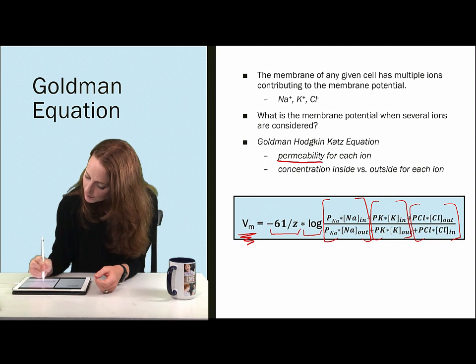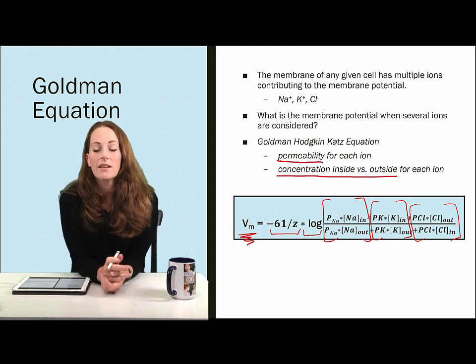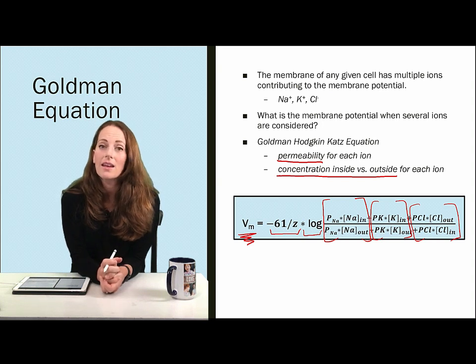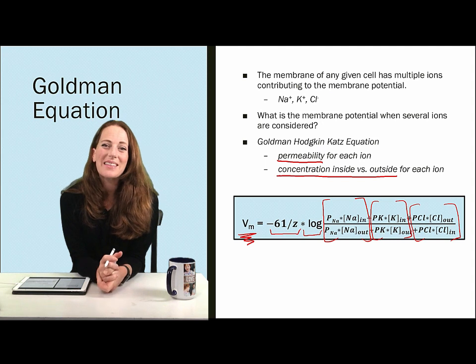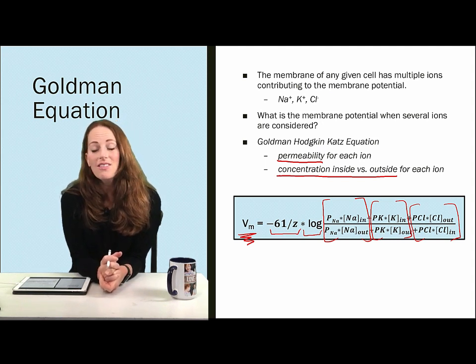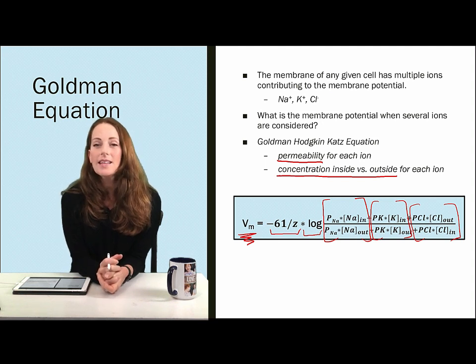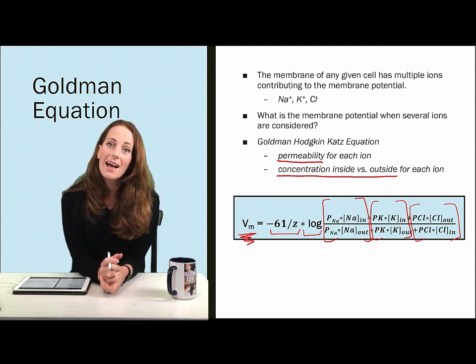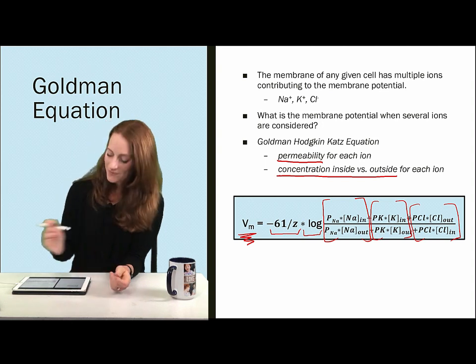So we need to know the permeability and the concentration inside versus outside for each ion to calculate the Goldman equation. I don't force my students to calculate the Goldman equation, but I do think that it's really helpful to at least see it so you can say, okay, this is how I would know how a particular ion species was contributing to the membrane potential.